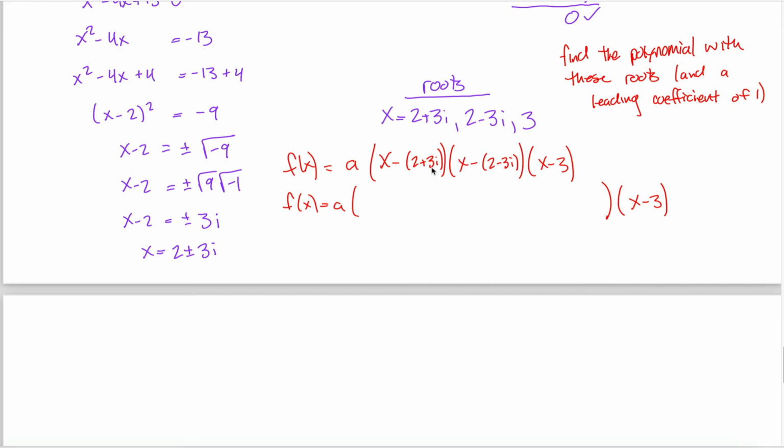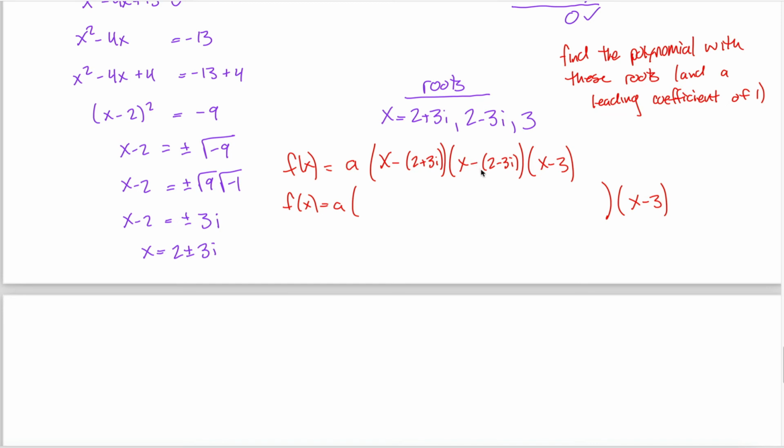So what do I get when I multiply this times this? Well, the trick is to think FOIL. See this as 2 terms. One term is the x, and the other term is this 2 plus 3i, and there's a negative sign in between those 2 terms. And view this as 2 terms. There's an x, and then there's a 2 minus 3i. And in between those 2 terms is a negative sign.